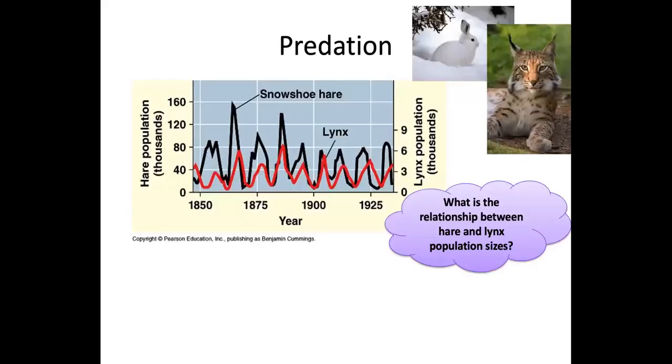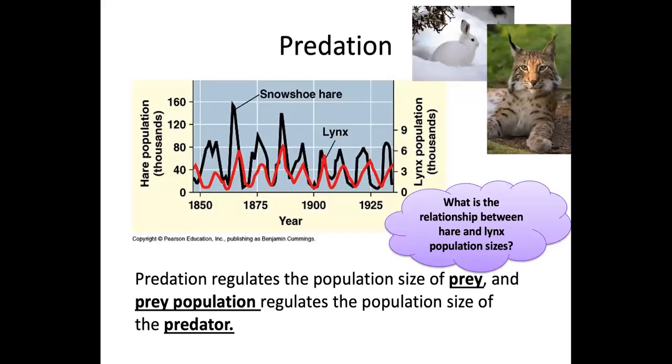So we just went over the whole purpose of predation, which is to regulate the population size of prey, and the prey population regulates the population size of the predator. So they kind of balance each other out.